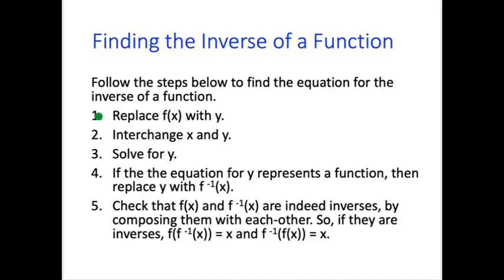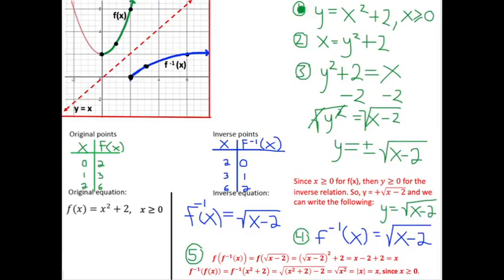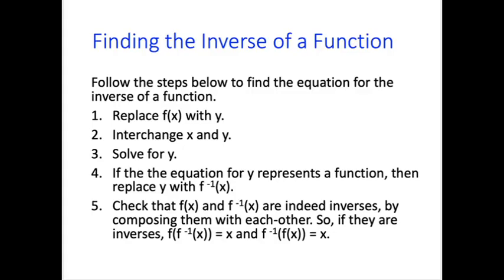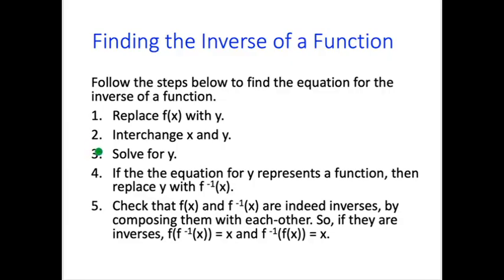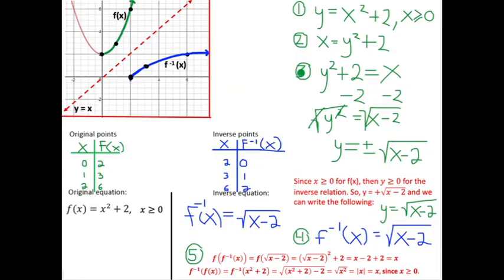where we replace f of x with y. So that's what I did right here. I went ahead and still wrote down the restriction. Second step was to interchange x and y. And notice that I did that here. I swapped out x and y. Third step was to solve for y. Notice that I went ahead and solved for y.